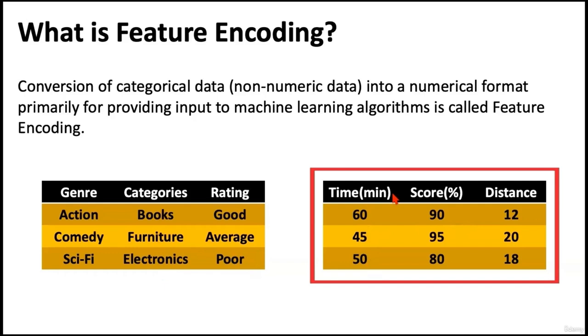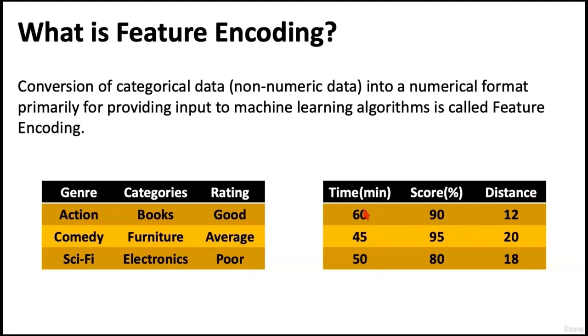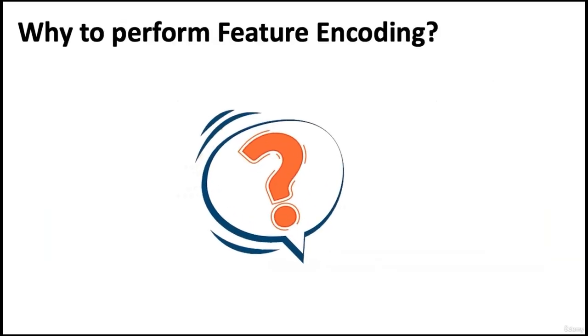So we could be talking about time. We could be talking about a score obtained out of 100. We could be talking about distance from one place to another. All these places we have numbers, and these numbers could be rounded off integers or could also be floating points, which may contain decimals. But end of the day, these are numbers, and we can meaningfully perform all arithmetic operations on these numbers. Let's now discuss why to perform feature encoding.